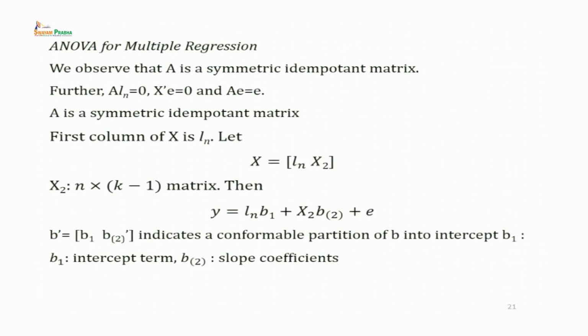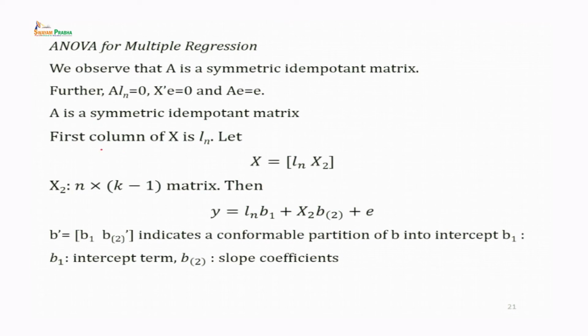Then you can easily verify that A is a symmetric idempotent matrix, and if you post multiply A by l n, then you can easily verify that A l n is equal to 0. Then in regression, you know that these least squares residuals are uncorrelated with the independent variables, and so X transpose e is equal to 0. You can verify it also, and A e is equal to e, because the errors have mean 0. So, deviation from mean means the same errors.